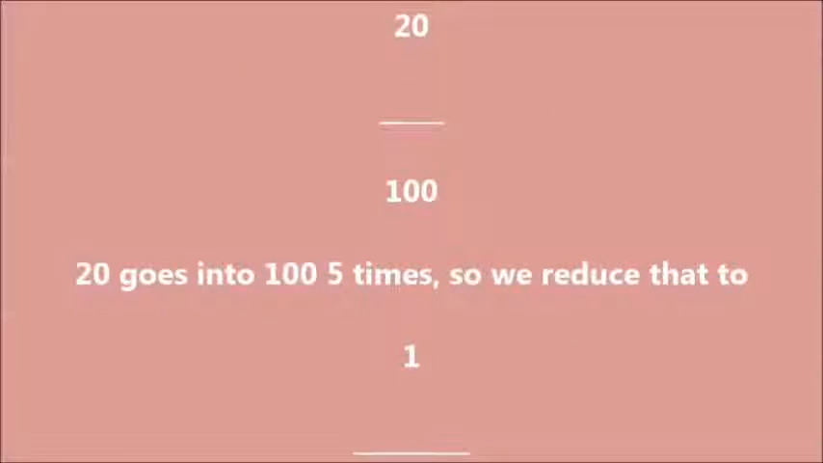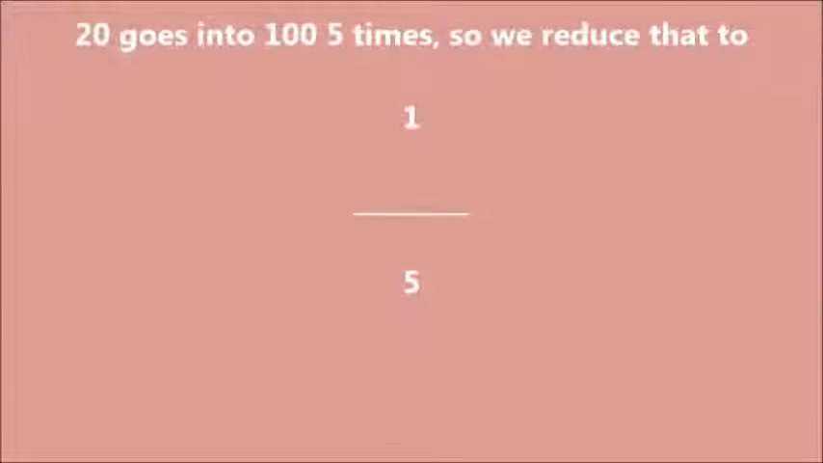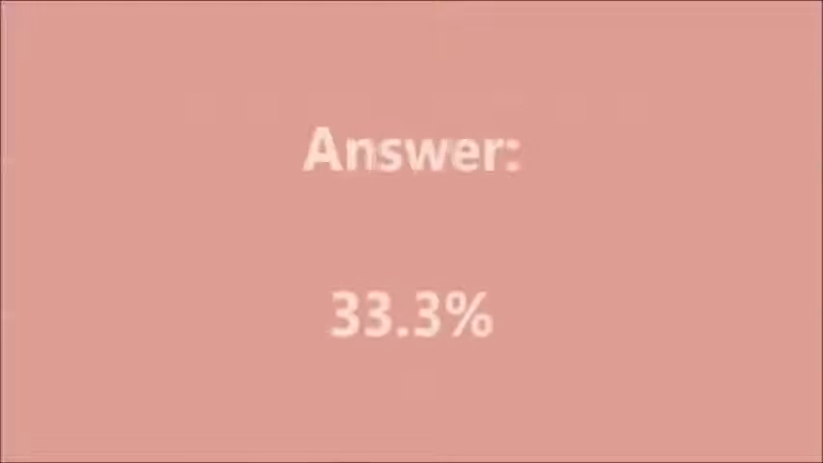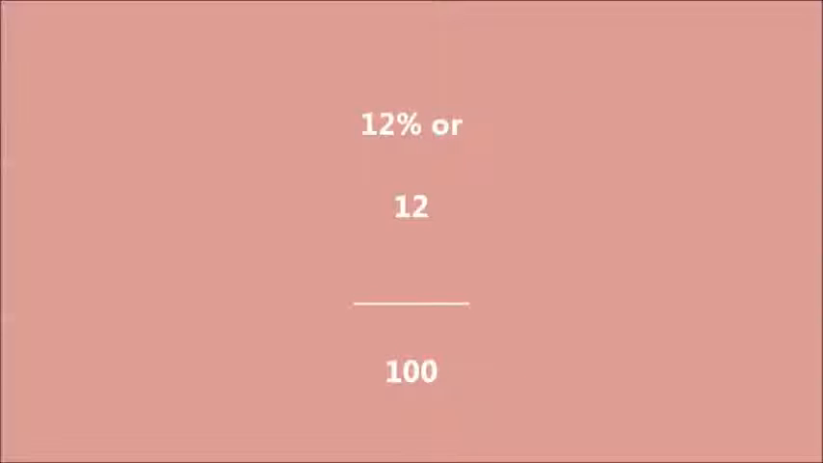20 over 100, there you have again. 20 goes into itself once, it goes into 100 5 times, so we can reduce that to 1 over 5, which is, of course, 1/5. 1/5 is exactly the same as 20% or 20 over 100. What is 1/3 equal to as a percentage? I hope you all got that one correct and didn't fall into the trap and say 30%. No, it's 33.3%. That's that recurring 0.3 that goes on forever.